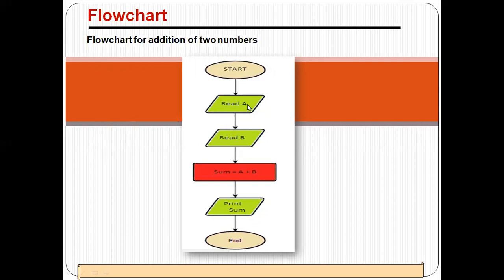Just remember: getting values one and two and calculating are both in a rectangle shape, and printing is the same as input, print sum. So sum is here, and it will print. So this is a normal flowchart which is used to add two numbers. You can make any program with just simple steps: beginning, getting a value, processing part, printing.